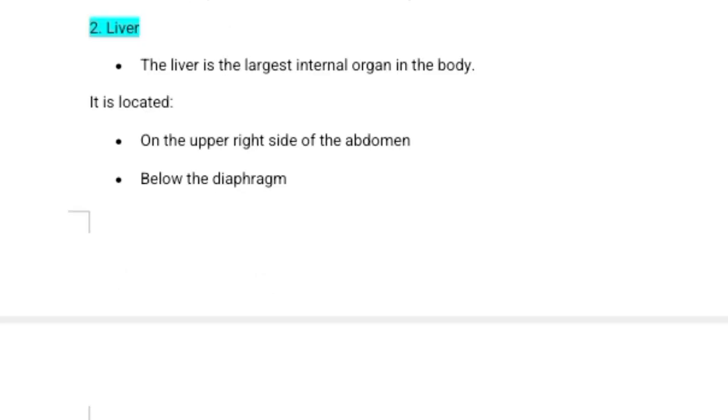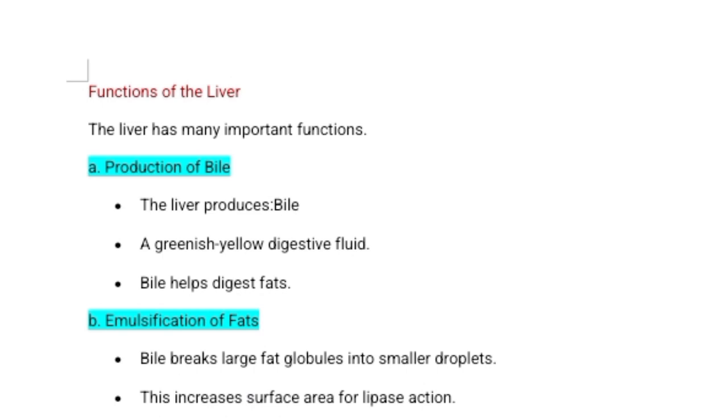2. Liver. The liver is the largest internal organ in the body. It is located on the upper right side of the abdomen, below the diaphragm. Functions of the liver. The liver has many important functions. A. Production of bile. The liver produces bile, a greenish-yellow digestive fluid. Bile helps digest fats. B. Emulsification of fats. Bile breaks large fat globules into smaller droplets. This increases surface area for lipase action.